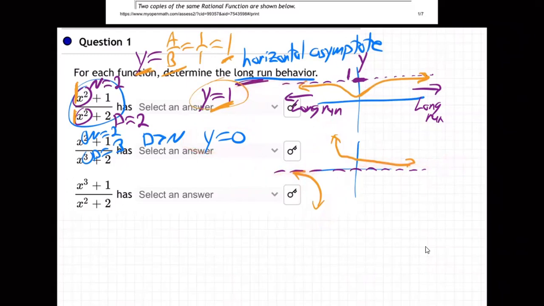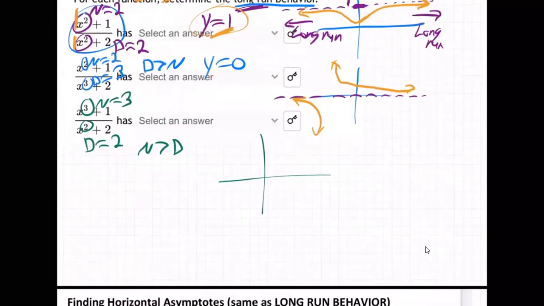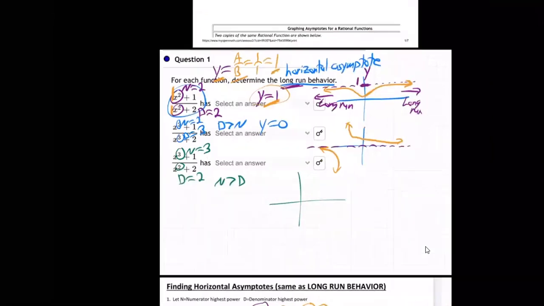And then the final one, this last piece of the puzzle here, numerator power is 3, denominator power is 2. Now the numerator power is bigger than the denominator power. What's that going to do? Well, according to the notes, the numerator is bigger, there's no horizontal asymptote. It just takes off. It just goes up, up, and away like Superman. It doesn't really level out at all.